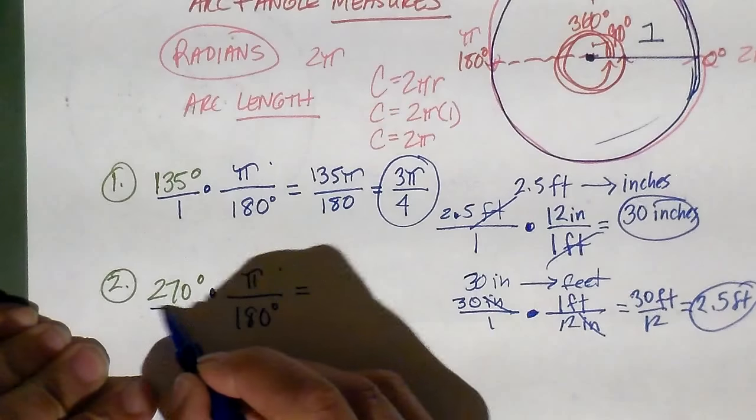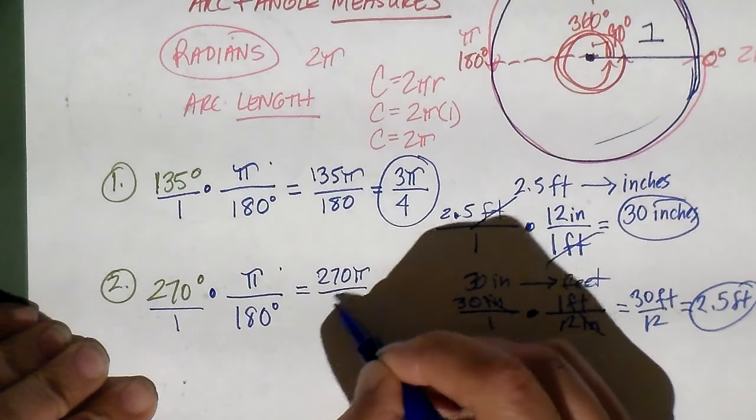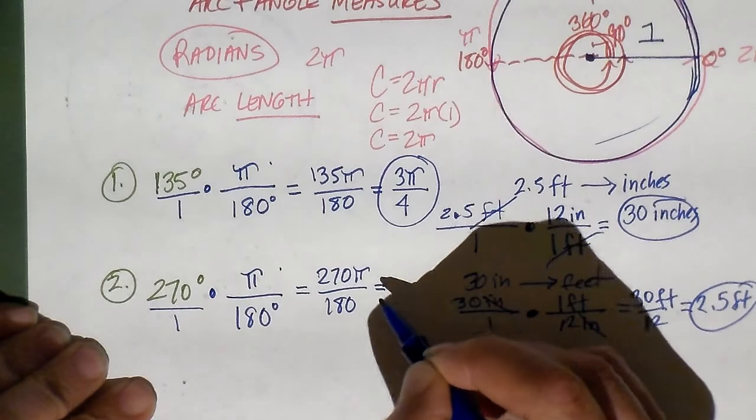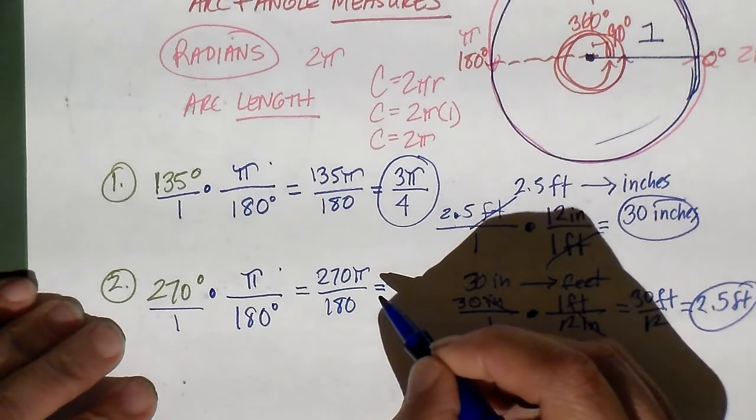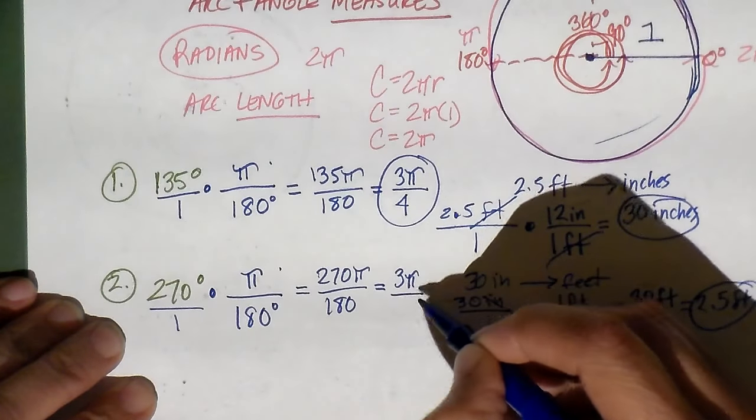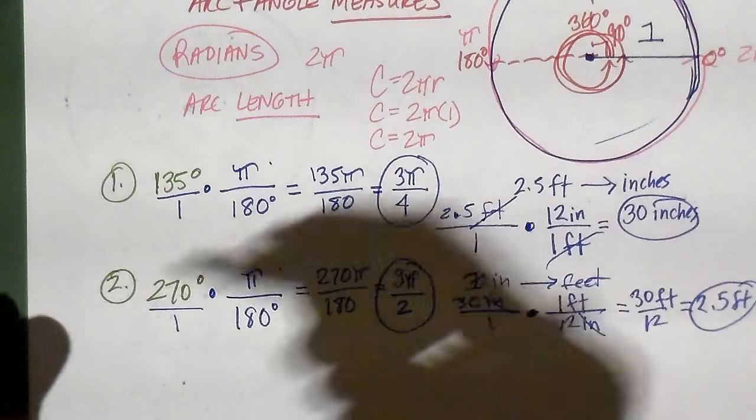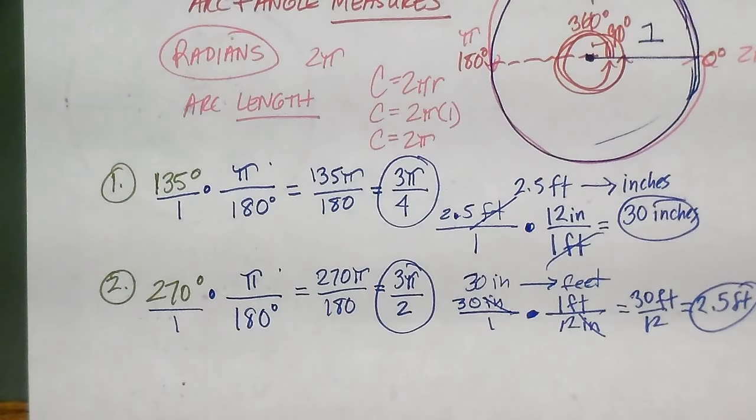So I multiply, and I've got 270 pi over 180. And 90 actually goes into both of these. 90 goes into 270 3 times, and it goes into 180 twice. So that's 3 pi over 2 radians. So that is how you convert from degrees to radians.